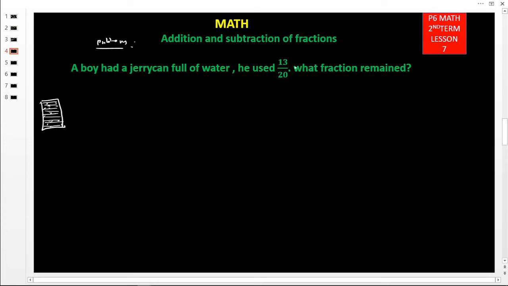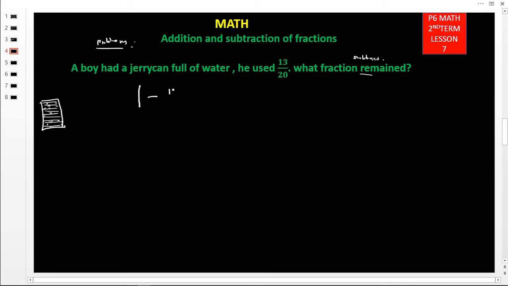Then they are telling us what fraction remained. What comes into your minds? What fraction remained? Remained means we have to subtract. So now we are going to come back here and say that the jelly can was full, it was a whole.